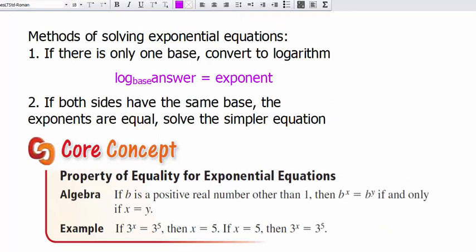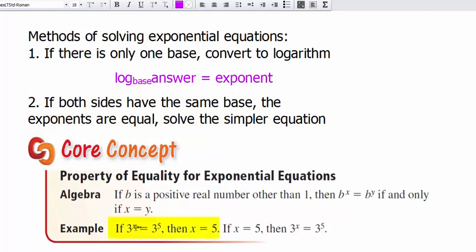So there are two ways that we're going to look at solving exponents. The first one is to convert it to a logarithm using the equation log base answer equals exponent. The second method we use when the base is identical. So down here we have b to the x and b to the y. Well, b is the same in both of these. b does have to be a positive real number for this to work. It doesn't work for negatives.